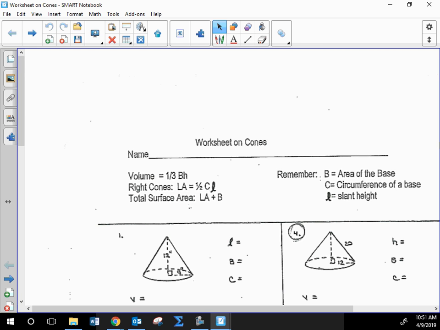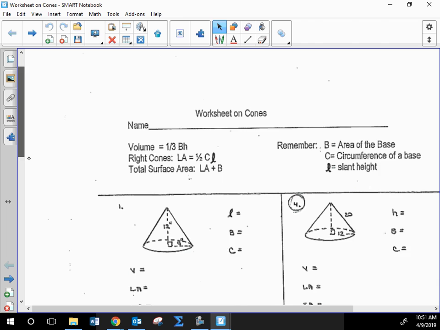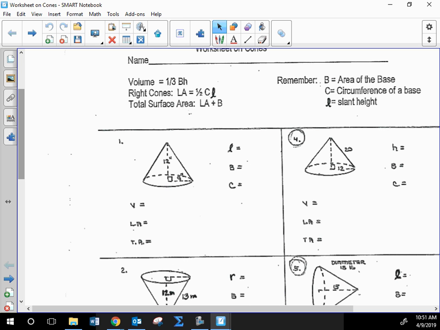All right, cones. Cones are the exact same thing as pyramids, but what is their base? Circle. So same formulas. The only thing that changes is what we call the perimeter of a circle: circumference. Otherwise our formulas are exactly the same. Be careful when they give you diameter instead of radius, so you need to find your radius.